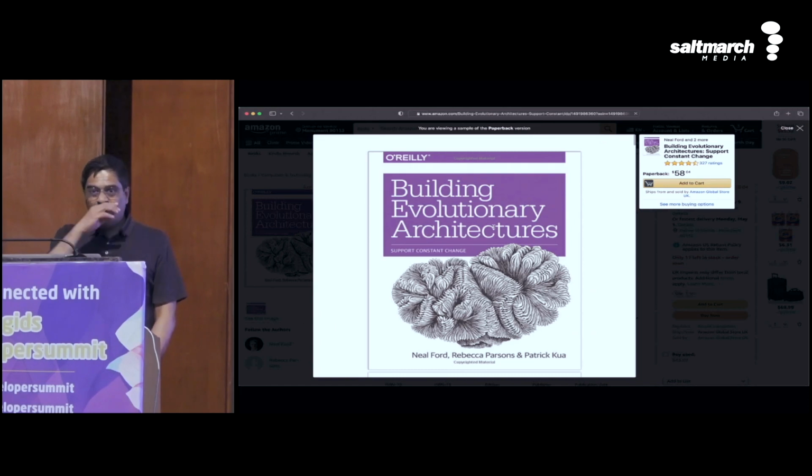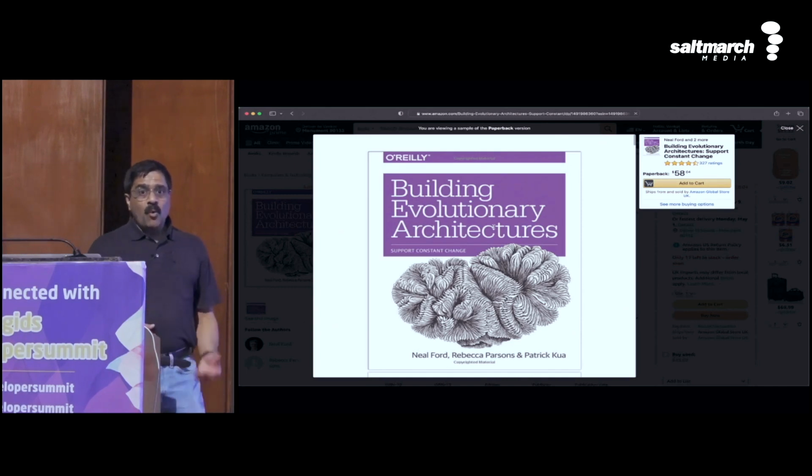I wrote the review for this book, and that's exactly what I said in the back cover of this book. Is that these three people gave me a nomenclature for something that is so fundamental. Sometimes you don't even realize it, but the minute you give a name for it, you think very differently. So they call it a fitness function. So what is a fitness function?